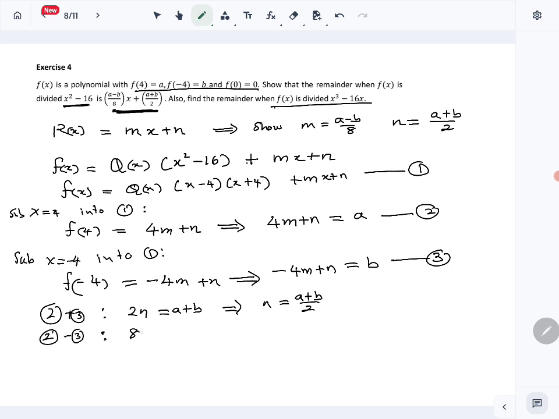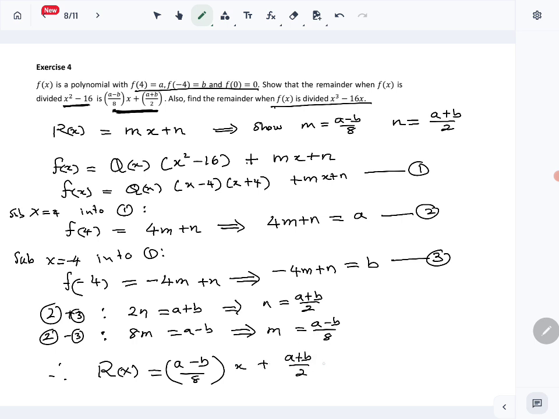I can get 8m equals a minus b. So m is equal to a minus b over 8. So therefore, what is the remainder? The remainder is mx plus n, where m is (a minus b) over 8, so (a minus b over 8)x plus (a plus b) over 2, right? So the first part is done, right?